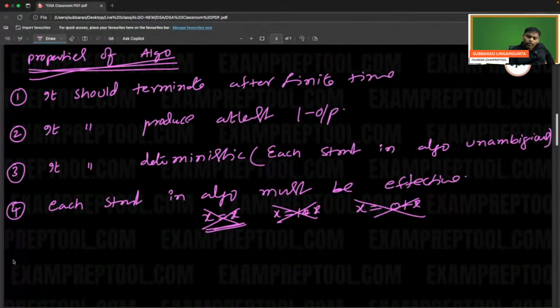Yeah, let me know if anyone is having any issues. Remember everyone, no one will ask the definition. No one will ask algorithm properties. No one will ask.